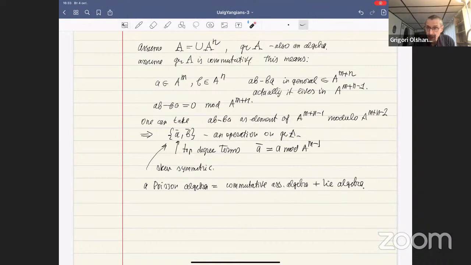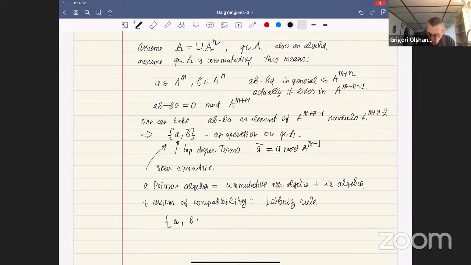And these two structures must be compatible, plus axiom of compatibility. Which means that we have the Leibniz rule. Leibniz rule, which means as follows: if we want to compute the bracket between one element and the product, we can do it by using the Leibniz rule as follows.